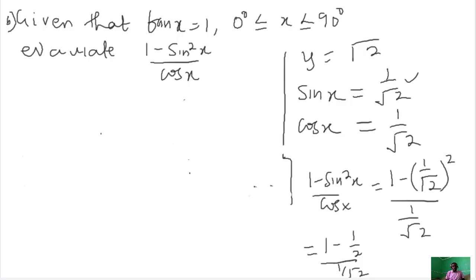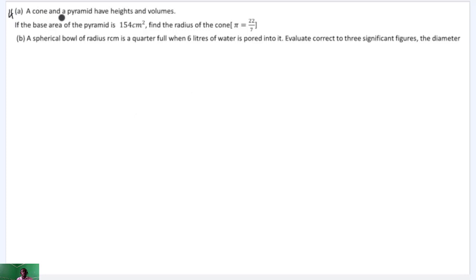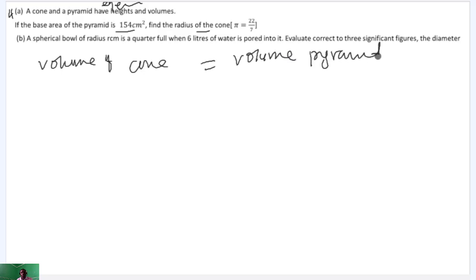So we continue by solving this question, which is question 4. A cone and a pyramid have equal height and volume. If the area of the base of the pyramid is 154, find the radius of the cone. So this is the correlation here. Volume of cone should be equal to volume of pyramid. Good. Height, they are equal. They have the same height.